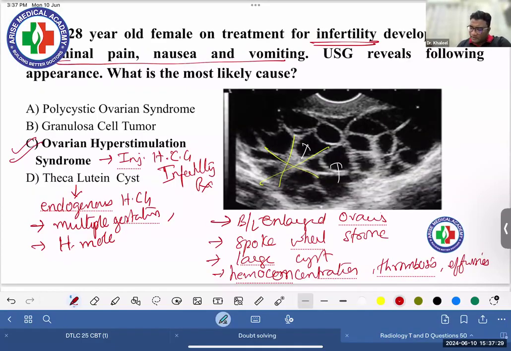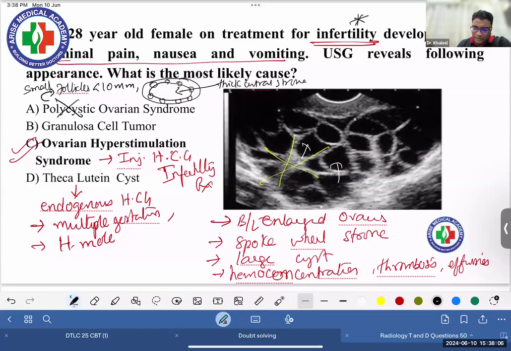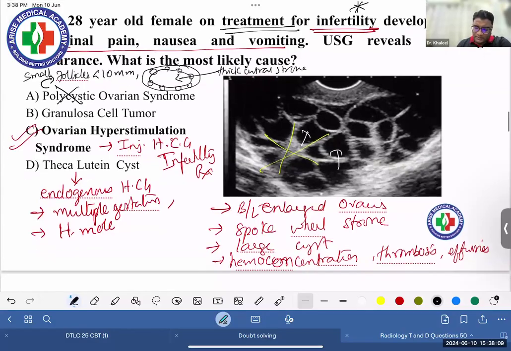Polycystic ovarian syndrome will not have large cysts. Okay, polycystic ovarian syndrome is a misnomer. It does not have multiple cysts, right? It has small follicles, less than 10 mm, and the stroma is thick. So this is how you have PCOS: thick central stroma, right? And small follicles in the periphery, not large cysts. Here you have large cysts, spoke wheel-like stroma. All of this is OHSS. Infertility treatment is mentioned, right? All of this is classic OHSS.